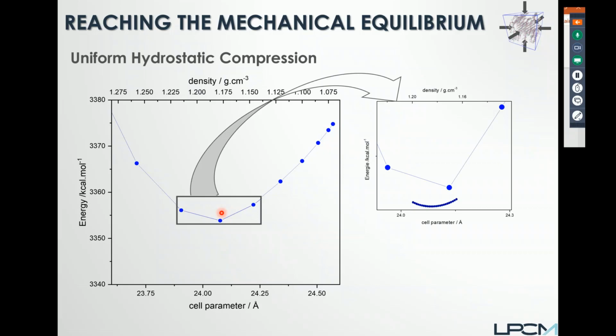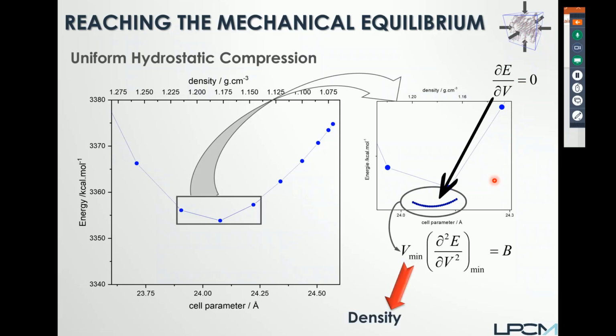And from this, when you reach a minimum, you make a refinement. And at the bottom of the well, you reach this state: the derivative of energy with respect to the volume equals 0. Okay, and in this case, you can get the density or the bulk modulus.